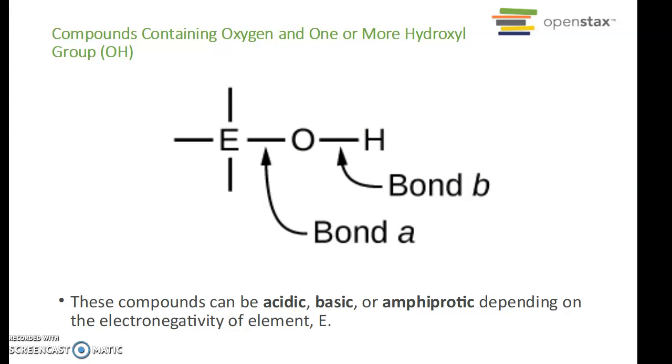Now, sometimes compounds are going to contain an oxygen and one or more hydroxyl groups. These compounds can be acidic, basic, or amphiprotic, depending upon the electronegativity of the element E.